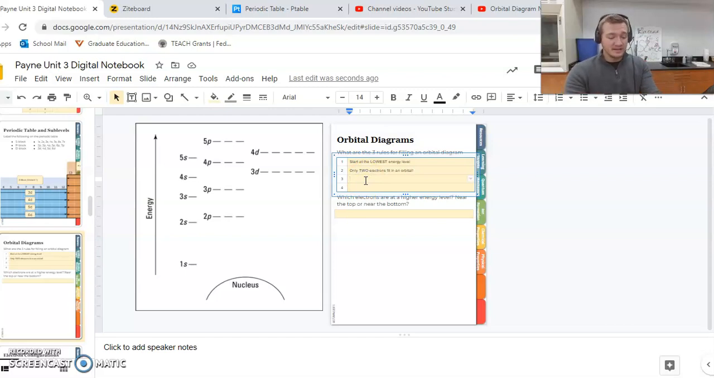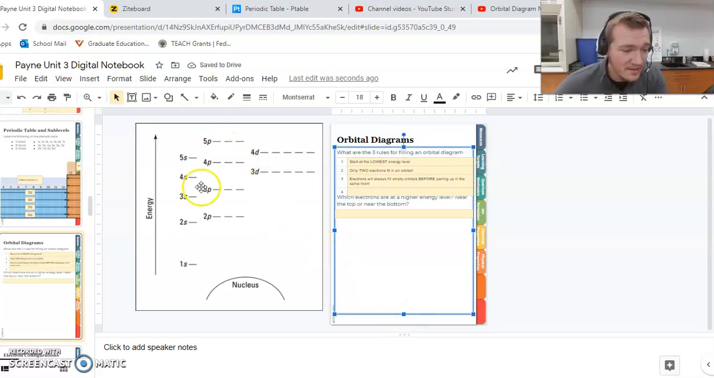Next one is that electrons, like the campers, will always fill empty orbitals before pairing up in the same room. And like I said, what that means is if we have electrons here in this 2p, and you'll see an example of this, they're always going to go separate out. They're always going to do one here, and one here before they start pairing up.